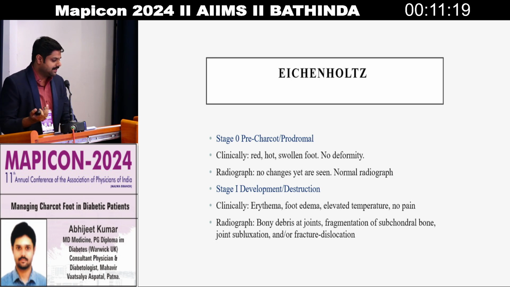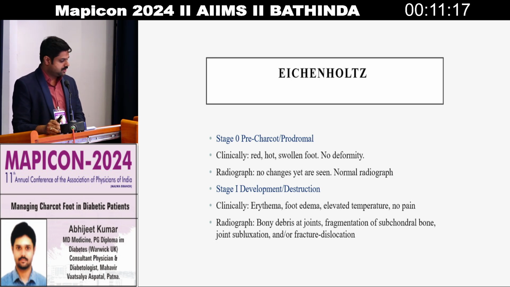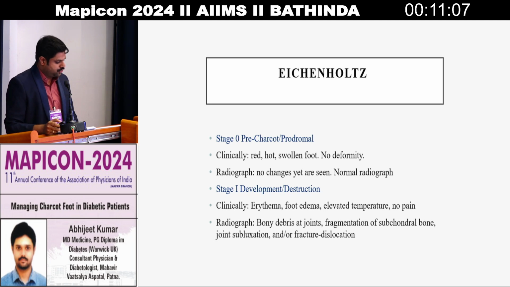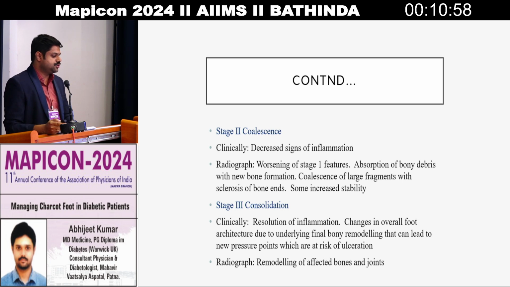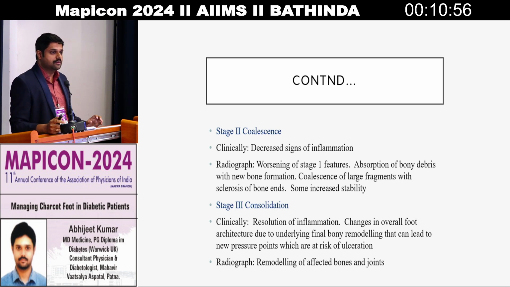In stage 1, that is the development or destruction stage, the patient will have an erythematous foot with elevated temperatures but without any pain. On the radiograph, we will have bony debris at joints, fragmentation of the subchondral bone, joint subluxation with or without fractures. In stage 2, that is the coalescence stage, we have decreased signs of inflammation.